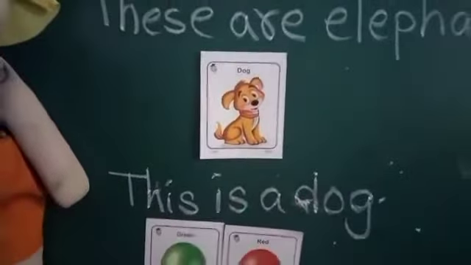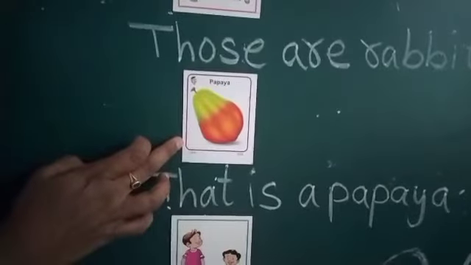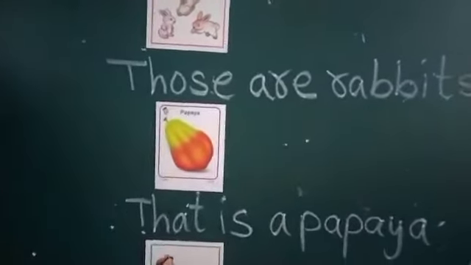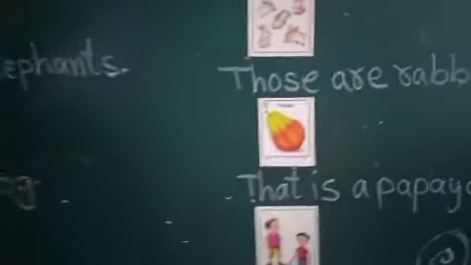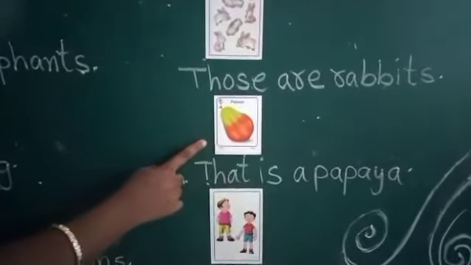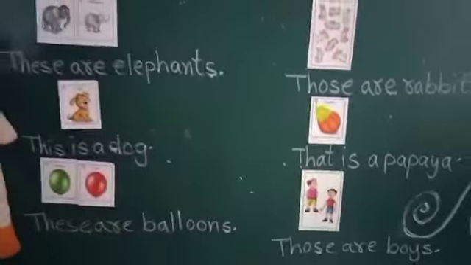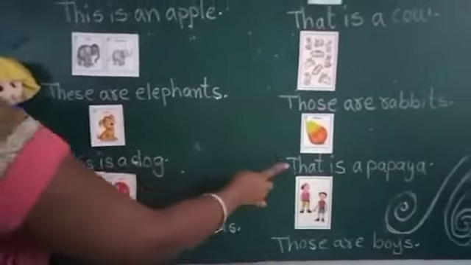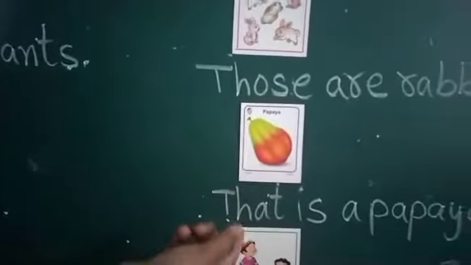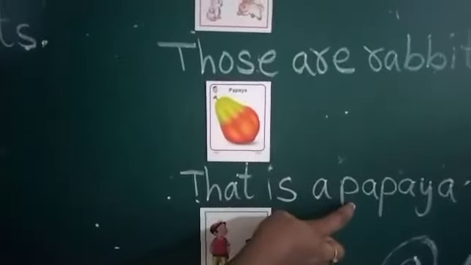Okay. Next. Dolly is going to tell about this picture. What is this picture? Can you recognize? Very good. It is a papaya. Okay now. This papaya is far from Dolly. And how many papayas are there here? Only one or more than one? Only one, and that is also far from Dolly. So what is Dolly telling? That is a papaya. Why? Only one is there and it is far from Dolly, so she is using "that". That is a papaya. Okay.